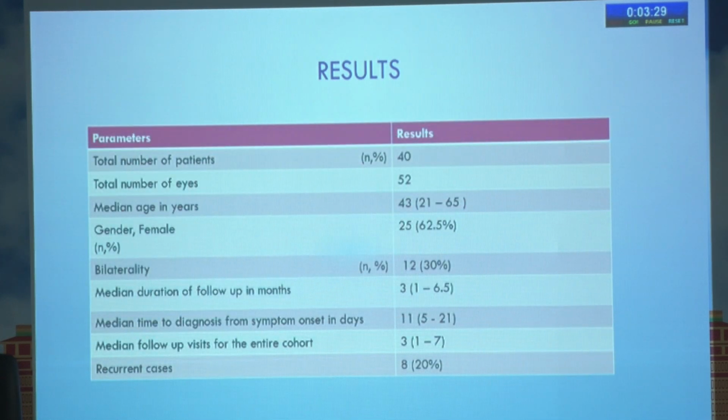So the results were like total number of patients were 40 and the total number of eyes was 52, median age was 43 and female preponderance was 25, and bilaterality was seen in 12 patients, and the median duration of follow-up was 3 months, and the time to diagnose from the symptom onset was 11 days, and the total number of follow-up visits in the entire cohort was 3, and recurrent cases were 8.